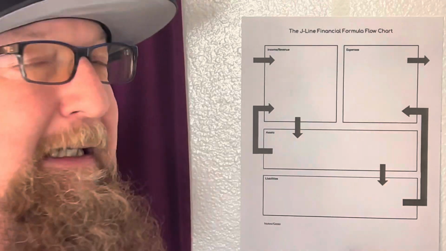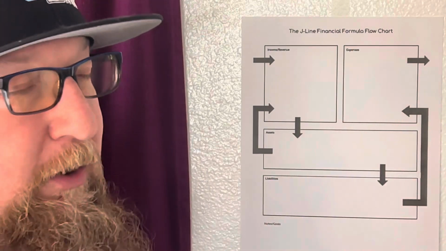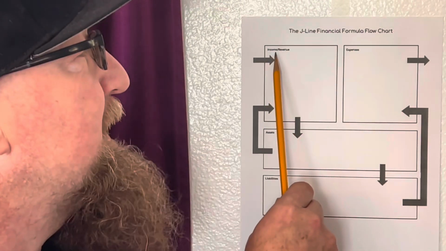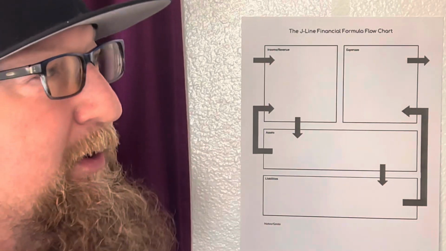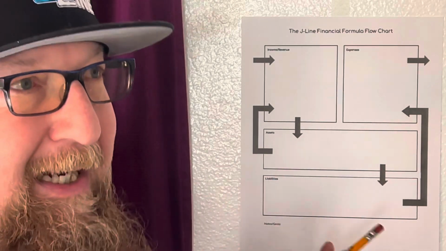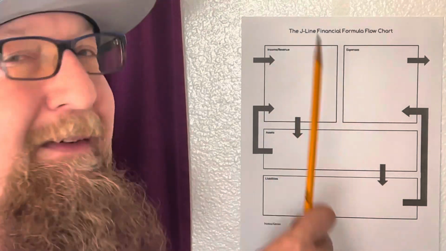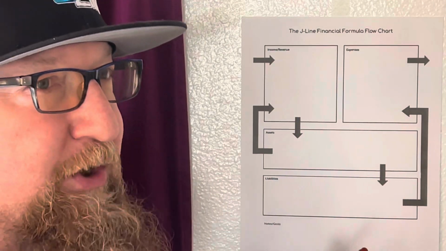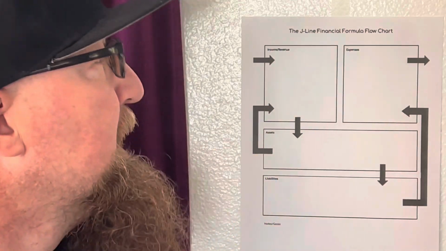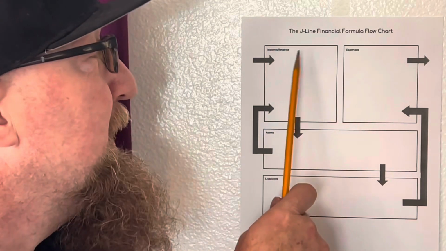But basically, this is what happens with the financial formula flow chart. And what most people do, now I don't know if you can see that, it's pretty small, but it says income/revenue. So if you're an employee, you have taxable income. If you're a business owner, then you have revenue. Whether you have a regular job or not, your income becomes your revenue. That's a whole other video. We'll have to do that sometime. But basically income or revenue, you would put here.